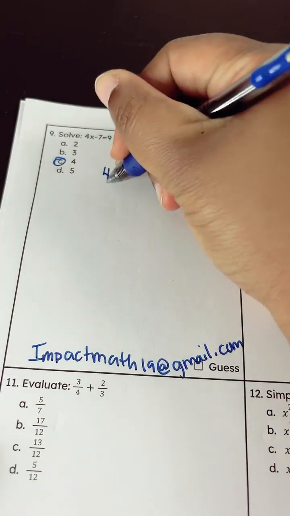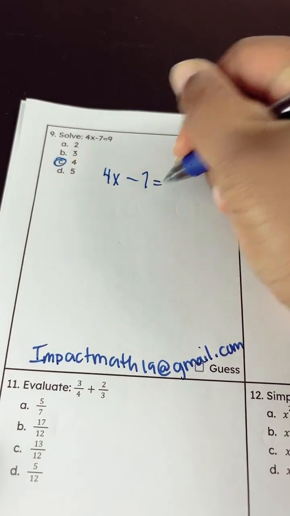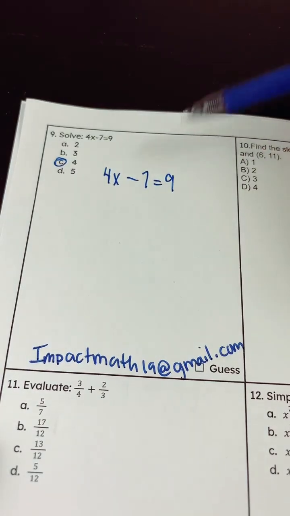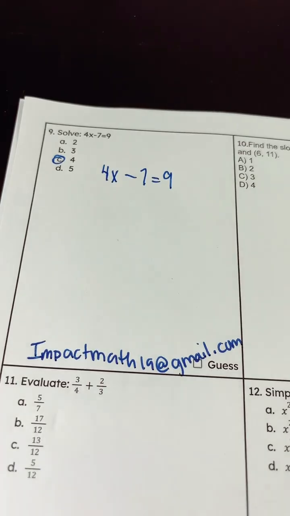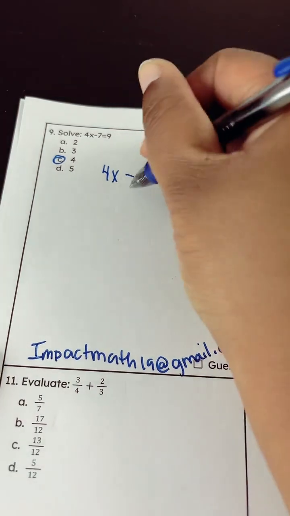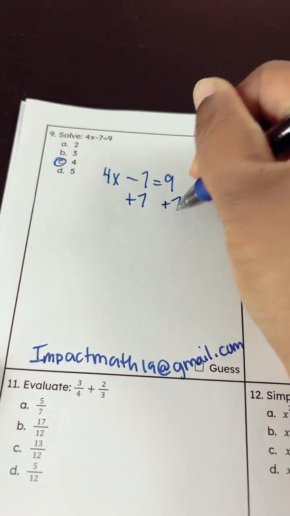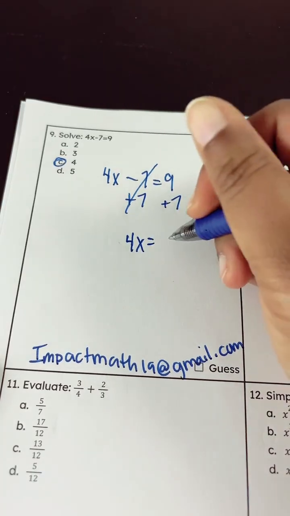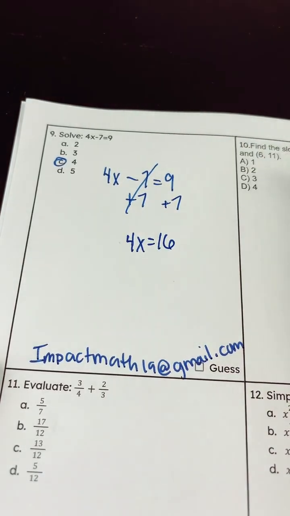Okay, if we have 4x minus 7 equals 9. Good. Okay, Michael said C. First thing we're going to get rid of is what? Oh, C, laughing out loud. I love it. Good one. But I said add 7. Good. So we're going to add 7 to both sides. We're going to get 4x equals 9 plus 7 is 16.